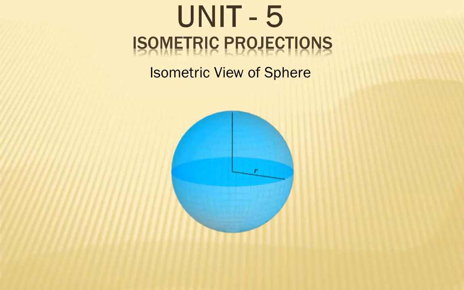Hello friends, today's topic is drawing an isometric view of a sphere. As we already know, if a sphere is seen from any side, it appears as a circle only. So there is a certain approach to draw an isometric view of a sphere in isometric drawings. So let's start with the problem.